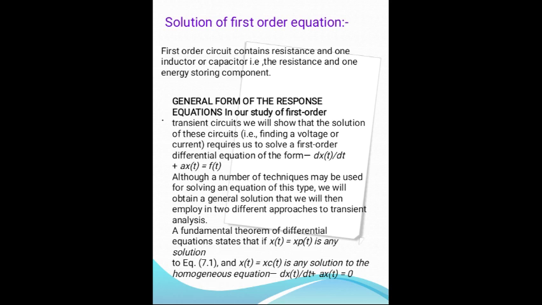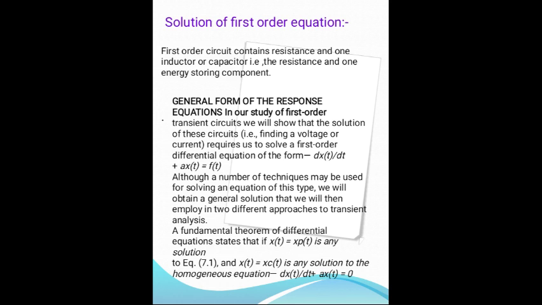A first order equation may be of two types. One is homogeneous and second is non-homogeneous. In a homogeneous equation the response is equal to 0. For example, an equation such as dx upon dt plus a x(t) is equal to 0. Then this equation is a homogeneous equation and its solution is given as y is equal to c e to the power minus at.